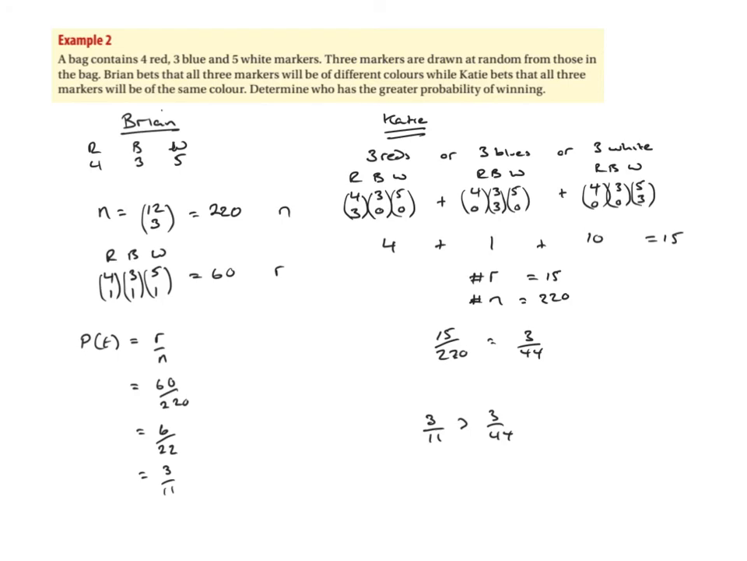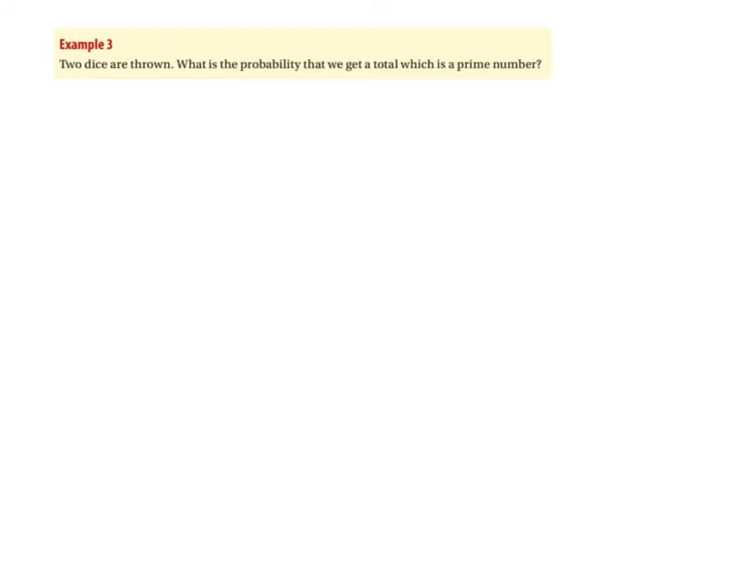The last example for you now on the next slide. So here we are being given the information that 2 dice are thrown. What's the probability that we get a total which is a prime number? And for this one, we're going to actually draw a sample space.